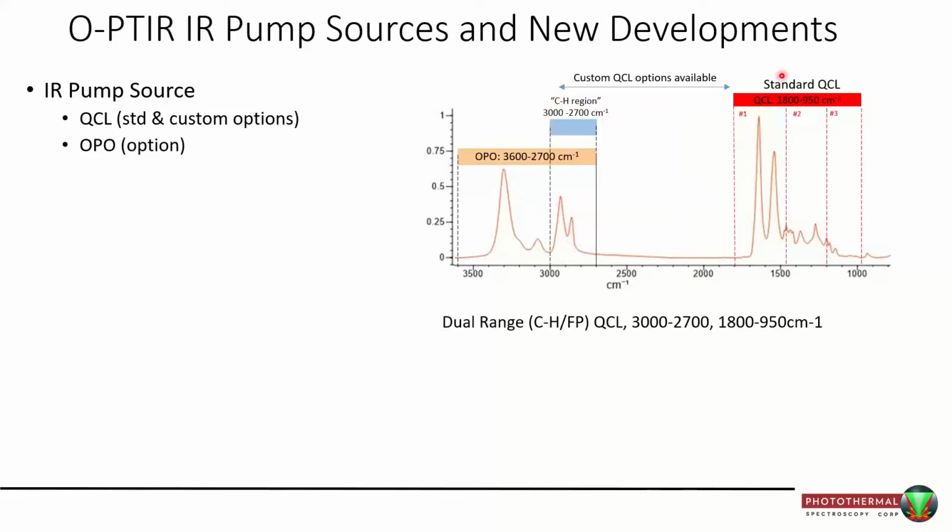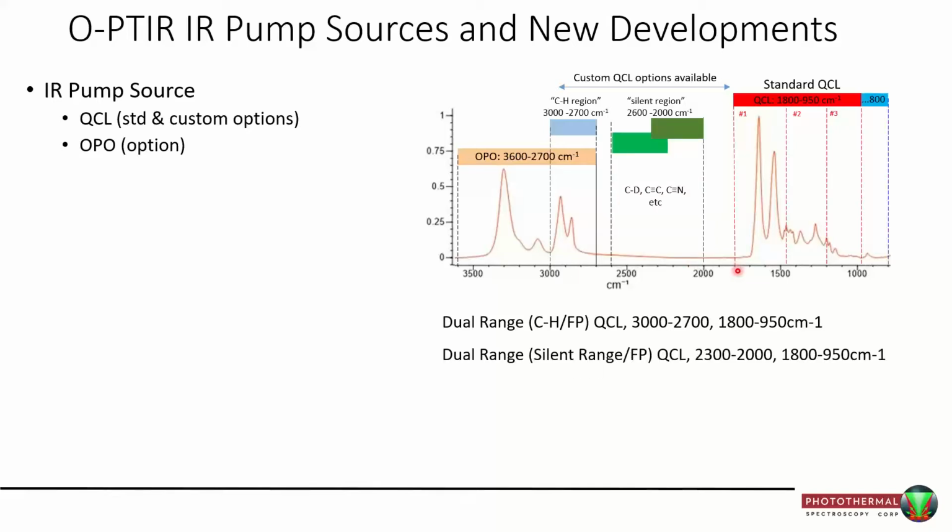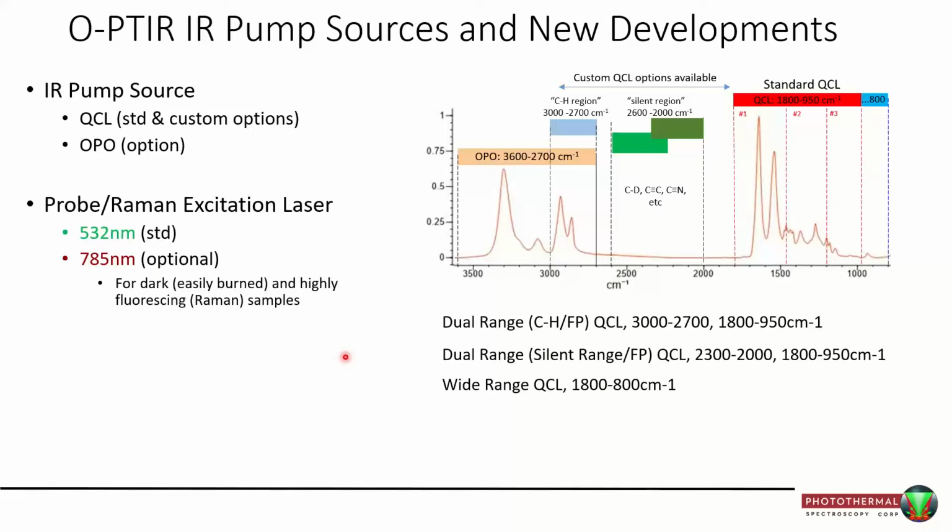And you can combine that with the standard QCL, and then you've got your CH and you've got the bulk of your fingerprint, or the silent region, or you can go for a wide range QCL down to about 800 wave numbers. There are also options for the probe, which also doubles as a Raman excitation laser. That's a 532, that's standard. We can do 785 for those samples that are perhaps darker or colored or perhaps fluoresce a lot in the Raman channel.